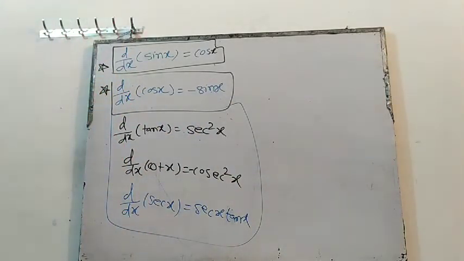So differentiation of sin x is cos x, cos x is minus sin x, tan x is sec square x, cot x is minus cosec square x, like this. Okay? I am taking some questions on this.